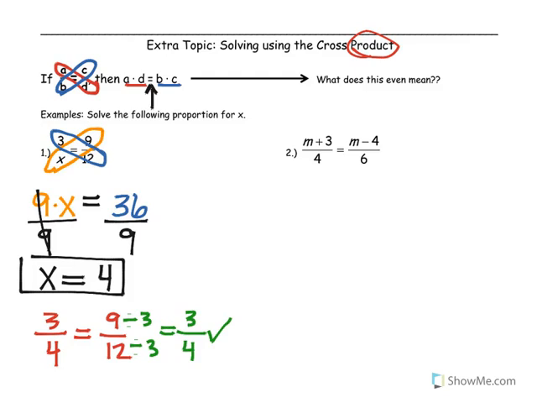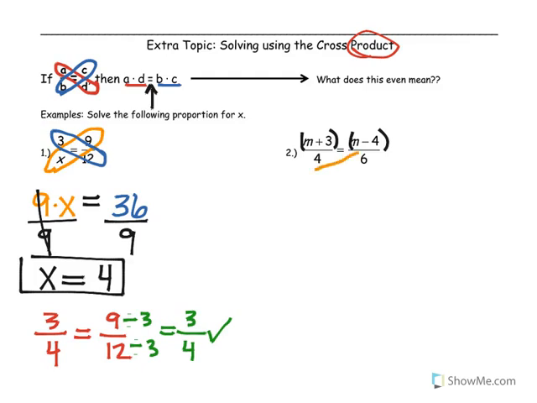Sometimes the cross product is used to solve more challenging problems. So if you look at question number 2, you have m plus 3 over 4 equals m minus 4 over 6. Okay? A really helpful tool is to put some parentheses around the expression if there's more than one term in either the numerator or the denominator. But I know it's still two ratios that are equal, so let's take their cross products.